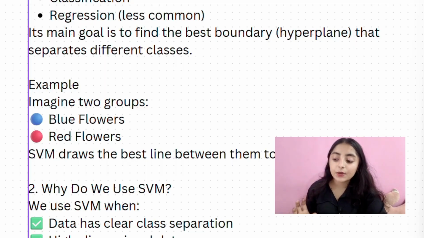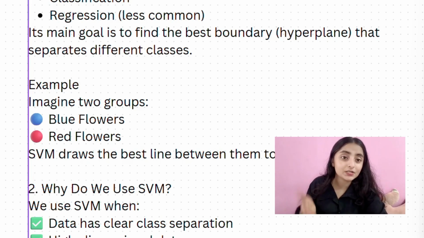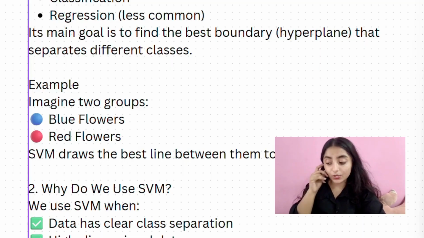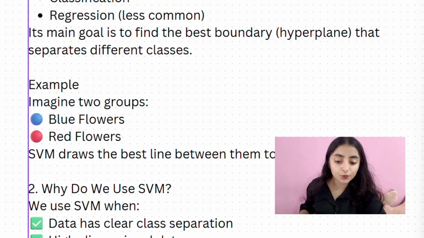So SVM, support vector machine, draws the best line between them to separate the classes. Hyperplane is just a margin, just the best boundary. Boundary means just a straight line between two classes which separates the classes. Just now I told blue flowers and also red flowers. In the middle there is a hyperplane which separates both flowers, both classes. So this is the example for support vector machine. I hope you understand that.